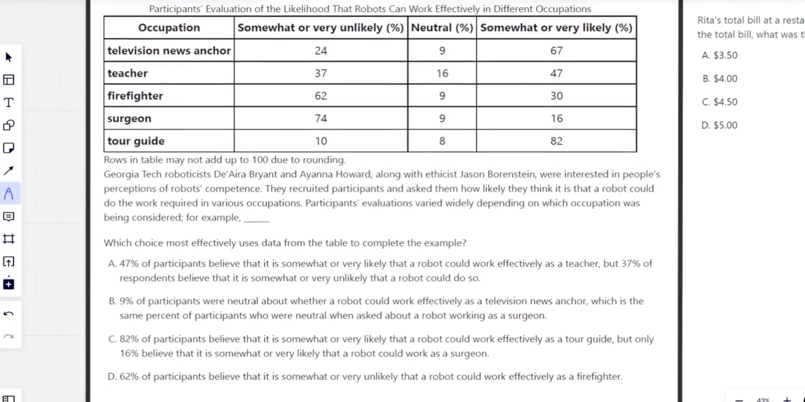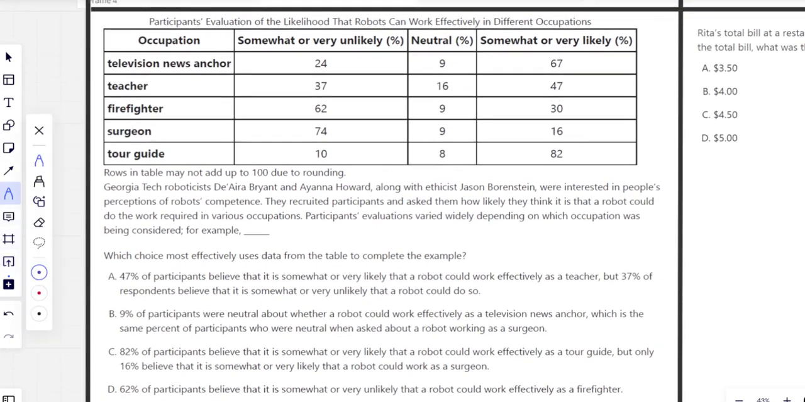Okay, back to reading questions. This one's kind of lengthy, but not too bad. Georgia Tech roboticists De'Ara Bryant and Ayanna Howard, along with ethicist Jason Bornstein, were interested in people's perceptions of robots' competence. They recruited participants and asked them how likely they think it is that a robot could do the work required in various occupations. Participants' evaluations varied widely depending on which occupation was being considered. For example, blank. Which choice most effectively uses data from the table to complete the example?